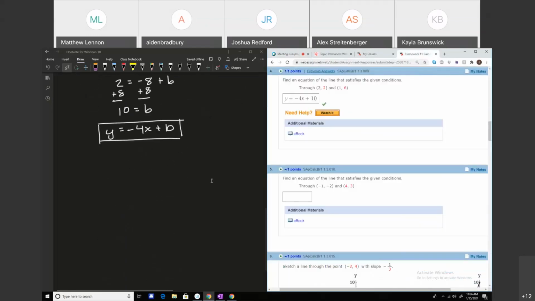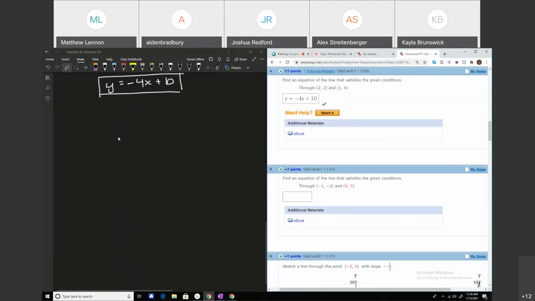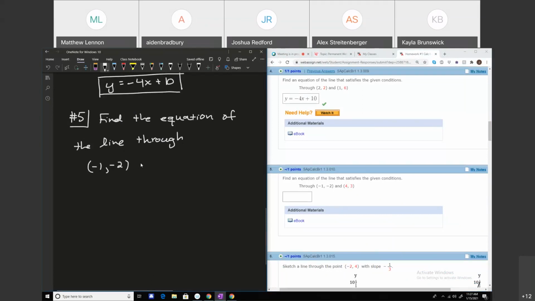Number five, another similar question. Find the equation of the line through 2 points, (-1, -2) and (4, 3). Same exact process. Start with the slope. Anytime you have negatives, just be careful that you're actually plugging them in and using parentheses. So we're going to have 3 minus -2, which translates to 3 plus 2 on top. And on bottom, we have 4 minus -1.